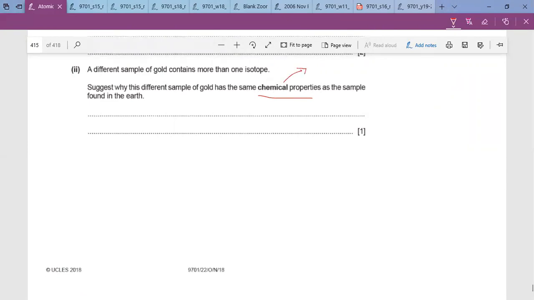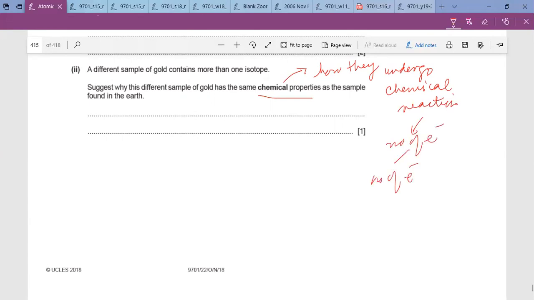Because the chemical properties, how they react, how they undergo change, they call it chemical reaction. It means a change. It's controlled by what? It's controlled by the number of electrons, where? In the outermost shell. Okay? So, right, you can see this now. Look at the answer here.